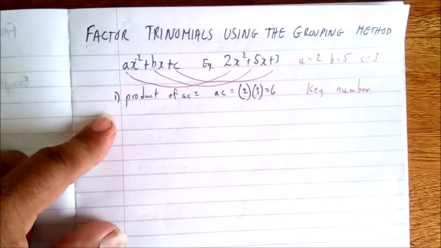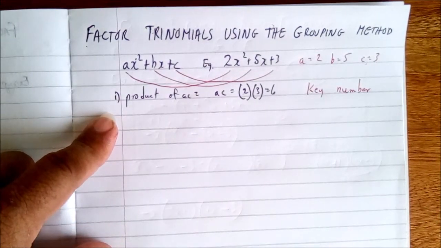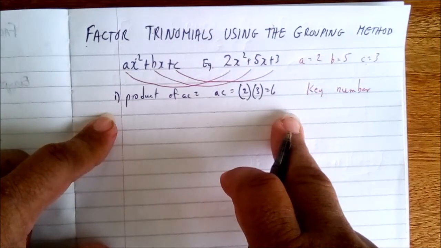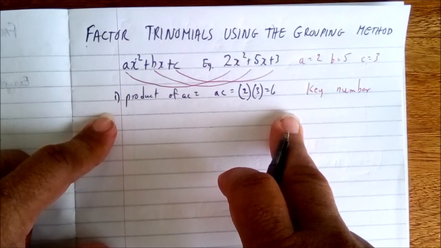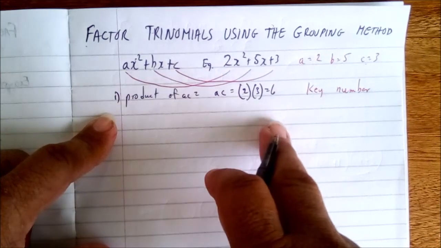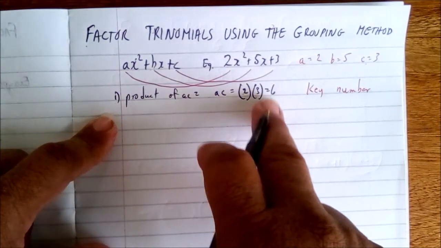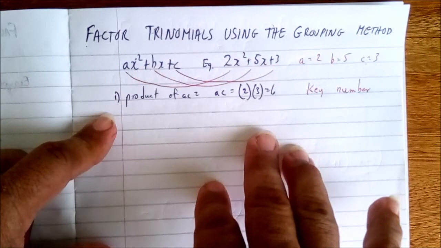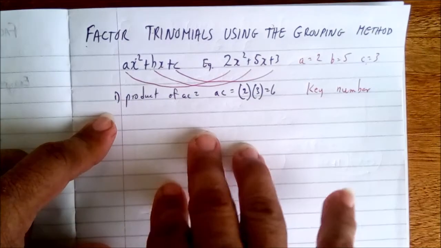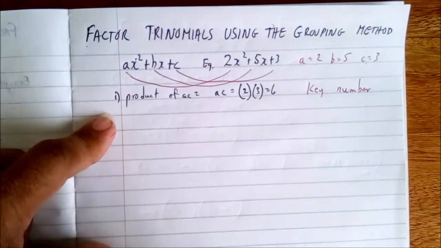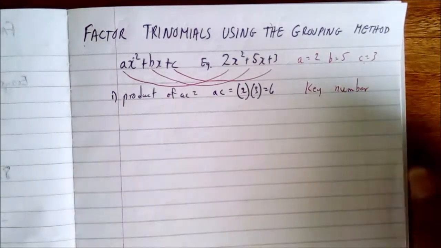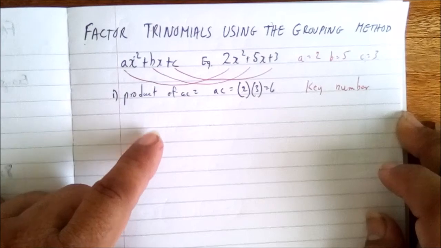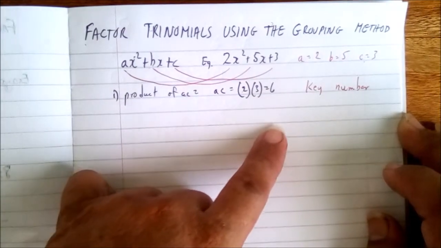Next, we find two numbers whose product is AC, which is 6, and whose sum is 5. Since the numbers must have a positive product because C is a positive 3, we consider only positive factors of 6. The correct factors are 2 and 3. So let me write it here.